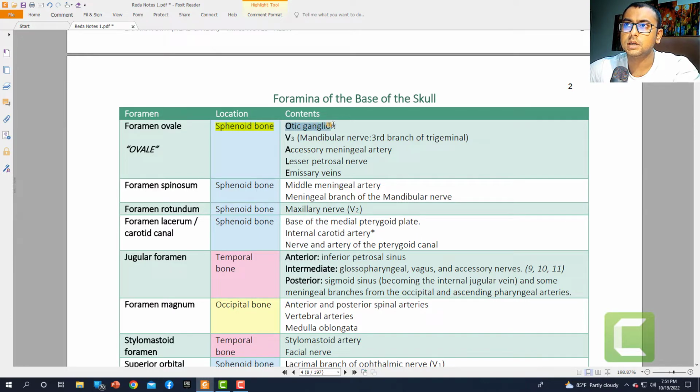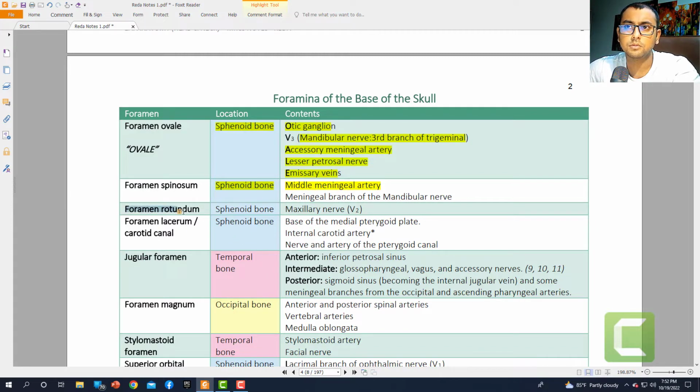That is otic ganglion, mandibular nerve, the third branch of the trigeminal nerve, an accessory meningeal artery, lesser petrosal nerve, and emissary vein. Which is the most important among them? That is the mandibular nerve, the third branch of the trigeminal nerve. Now the foramen spinosum is also present in the sphenoid bone, and the middle meningeal artery is the main structure.